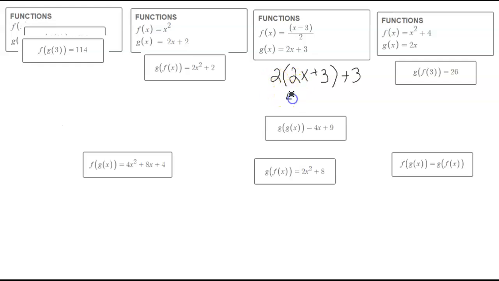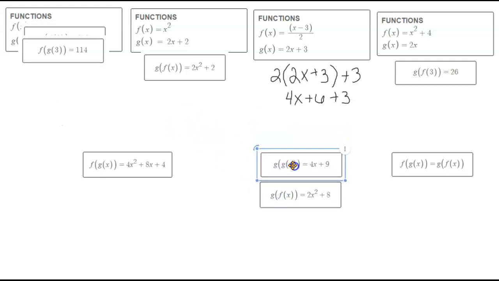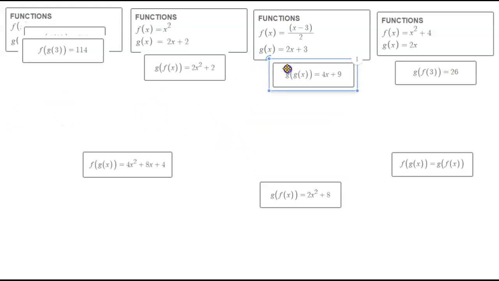So that would be 4x. 2 times 3 is 6. And I haven't dealt with that plus 3 yet, so I need to make sure I deal with it. Whenever I do that, I get 4x plus 9, which matches this g of x function. So that goes there.